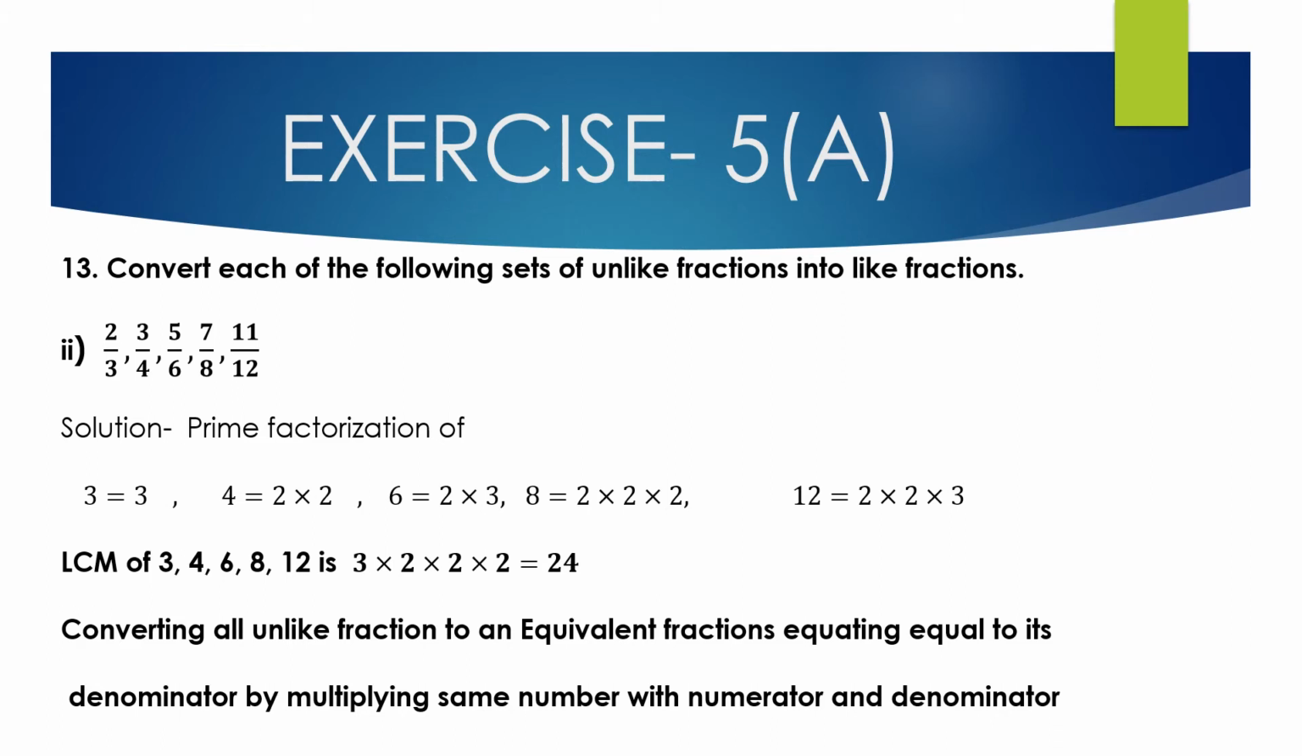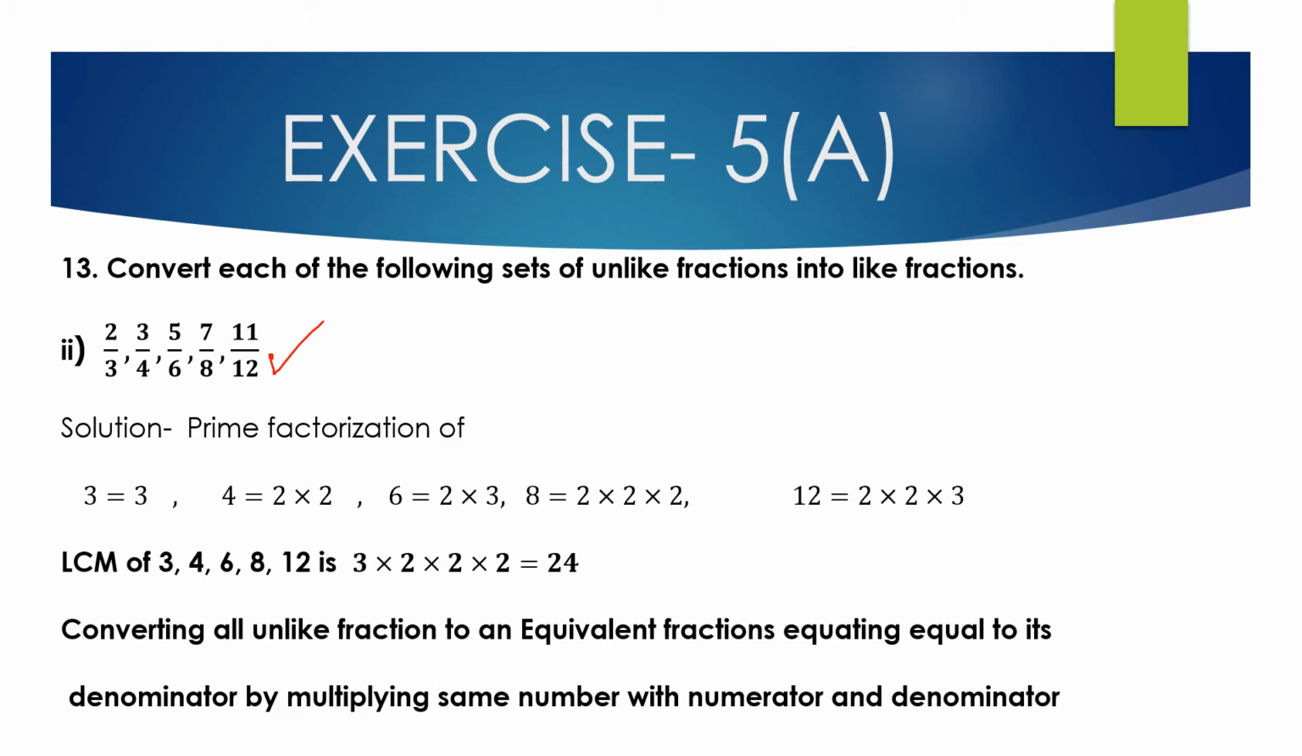Denominators are all different. So first we have to find the prime factorization of the denominators, then find the LCM of the denominators, then convert all unlike fractions into equivalent fractions with denominator equal to the LCM, by multiplying the same number with the numerator and denominator of the fraction. Then we get like fractions.